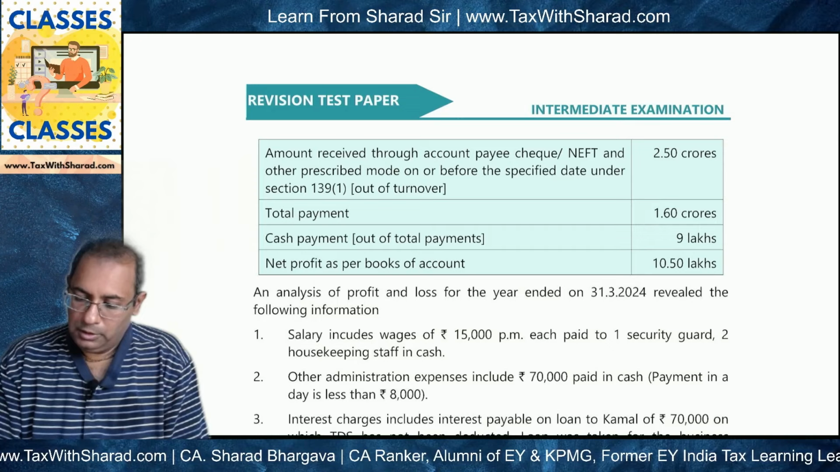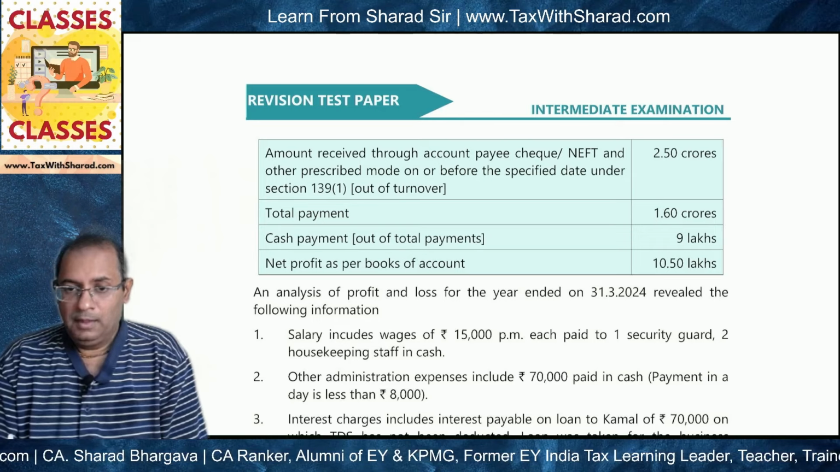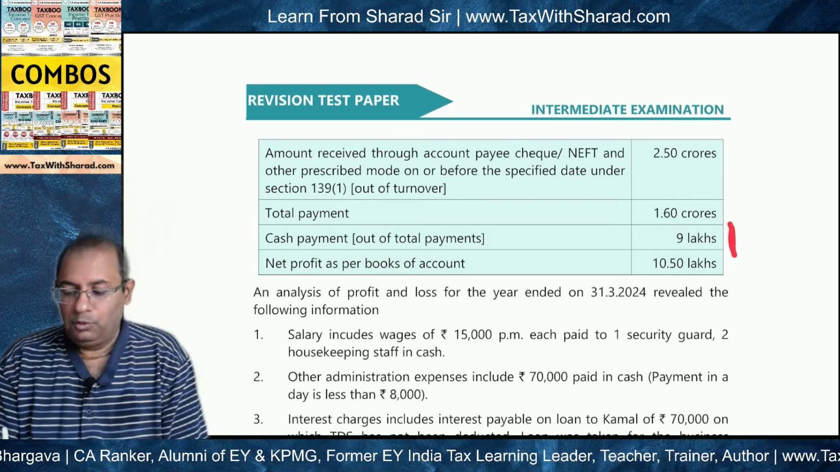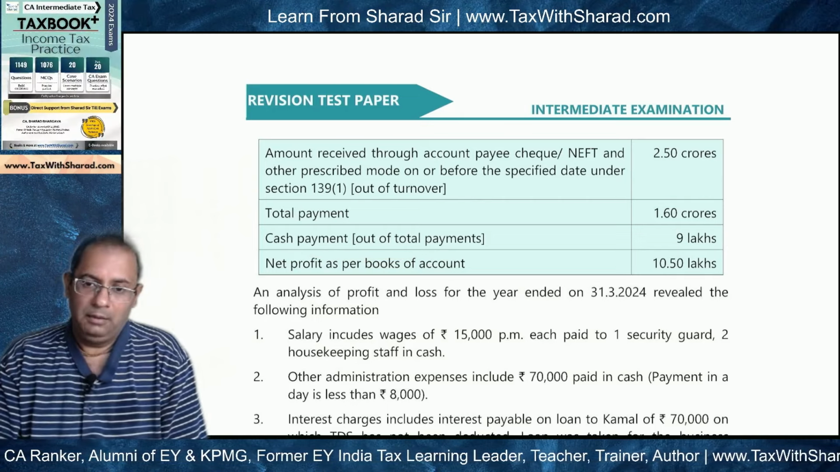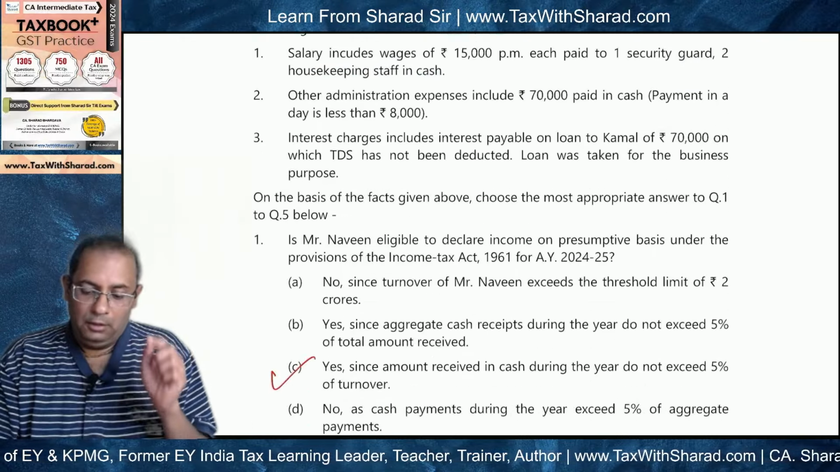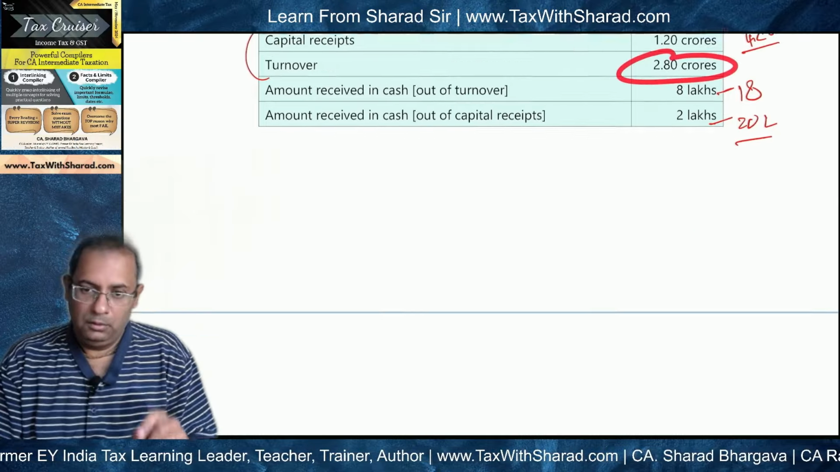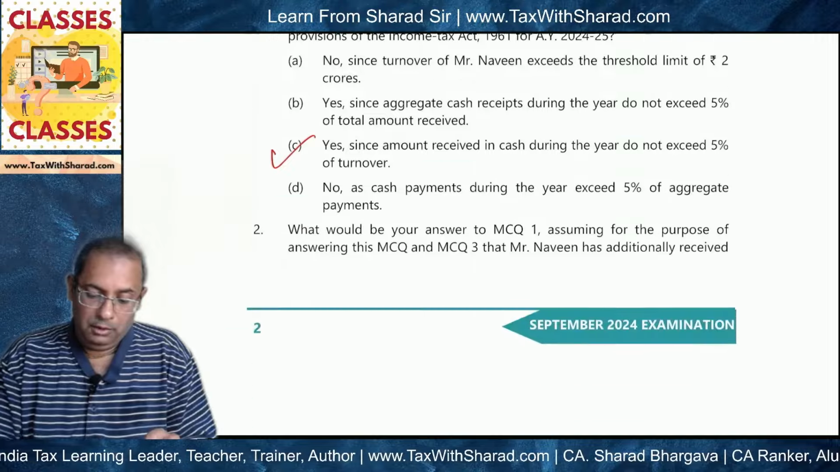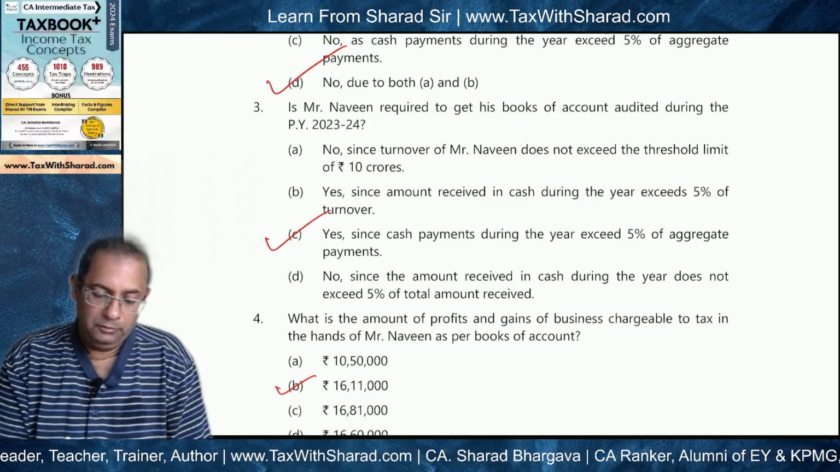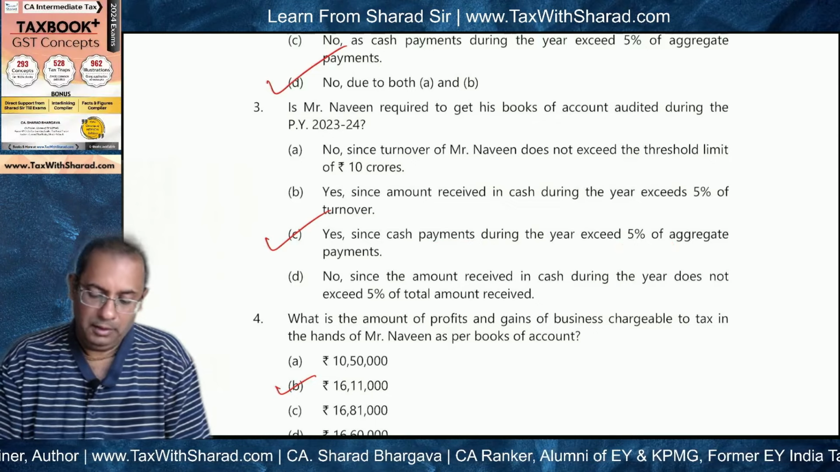Now let's come to the second thing, which is the payment. Total payment is 1.6 CR, and 5% of this is 8 lakhs. But cash payment out of total payments is more than 8 lakh, and therefore this particular limit is getting breached, and therefore the enhanced tax audit limit of 10 crore will not apply. The lower limit of 1 crore will apply, and since the turnover is more than 1 crore, it is 2.8 crore, that means tax audit will be required, and therefore the books of accounts will need to be audited. Therefore the correct option is C, since the cash payments during the year exceed 5% of aggregate payment.